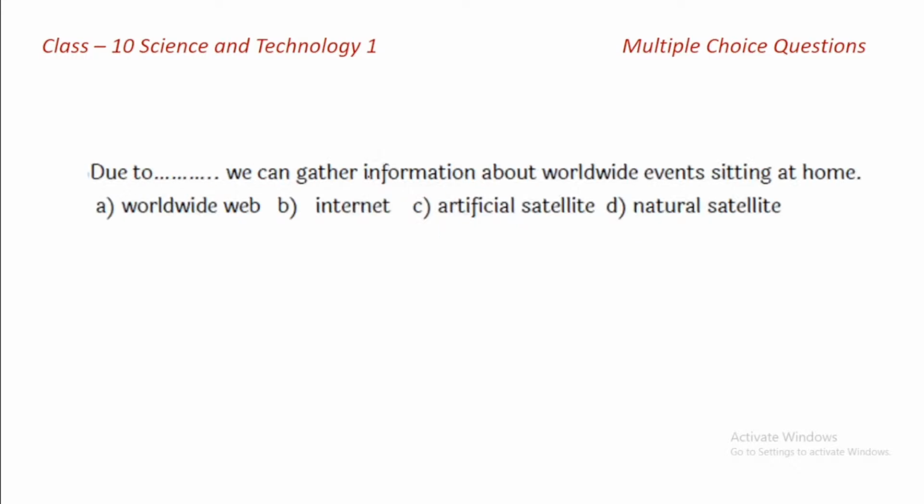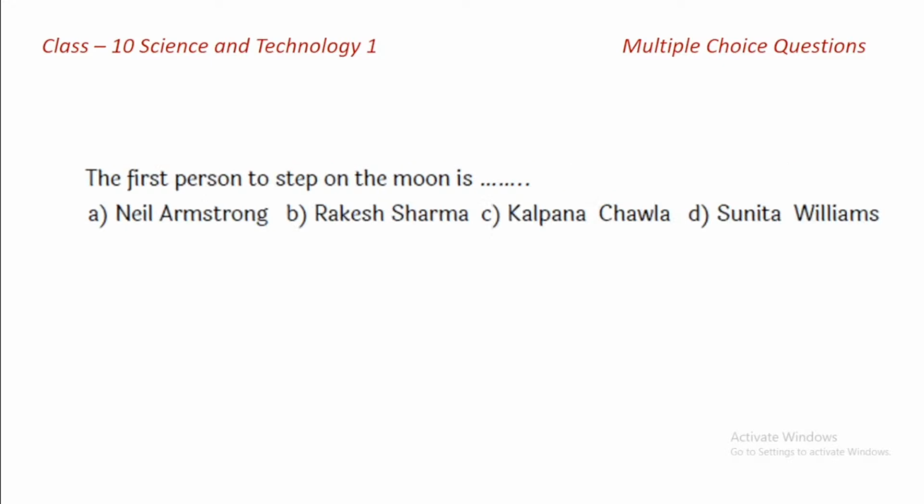Due to dot dot, we can gather information about worldwide events sitting at home. Option A is World Wide Web. Second option is Internet, artificial satellite, or natural satellite. So option B is the correct answer for this question. Due to the internet, we can gather information about worldwide events sitting at home.